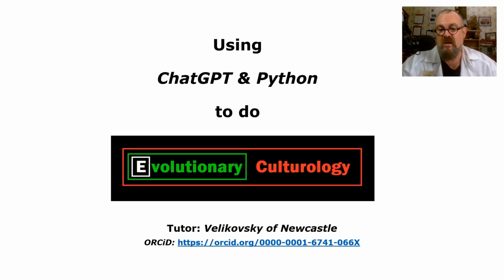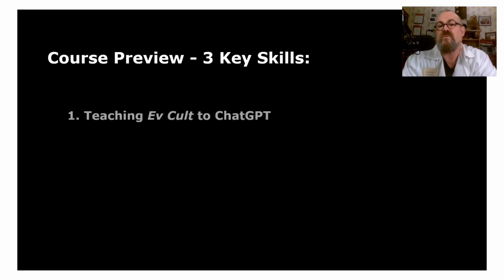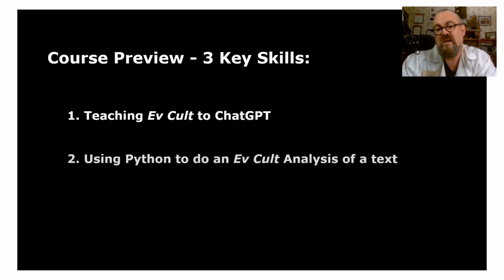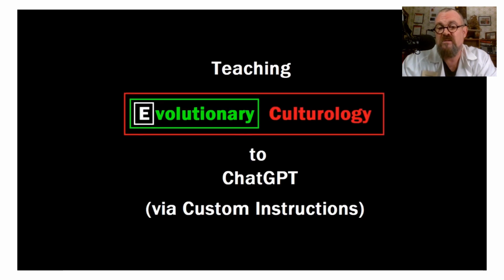And here's a quick skim through the contents of this course, namely a sped up snapshot of what we'll cover in the course. So this is a preview of the three key skills that come out of the course. Teaching EvCult, or evolutionary culturology, to ChatGPT, using Python to do an evolutionary culturology analysis of a text, say a book, and using ChatGPT to write an EvCult essay on that text.